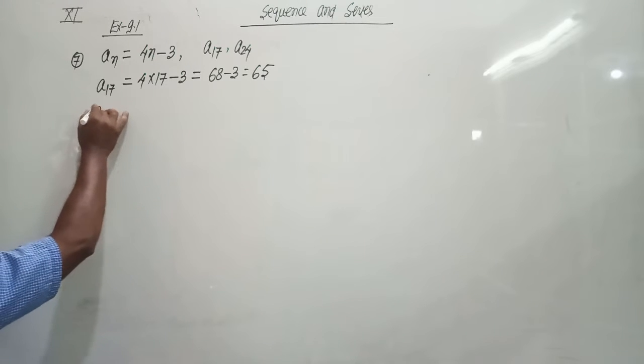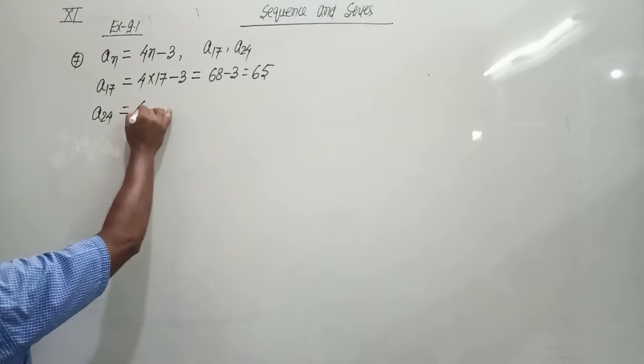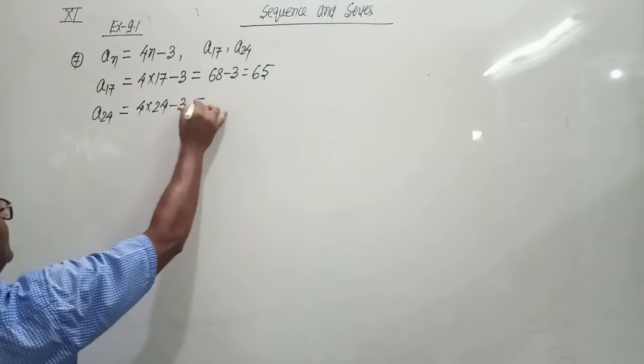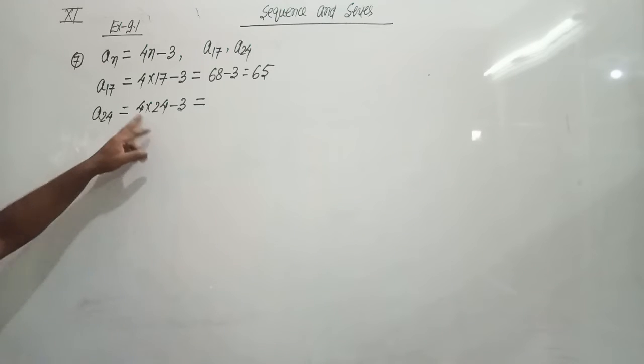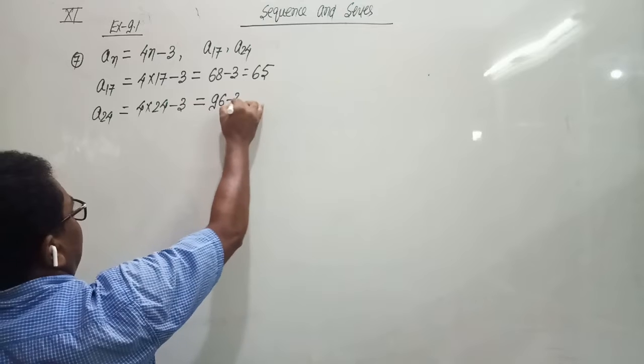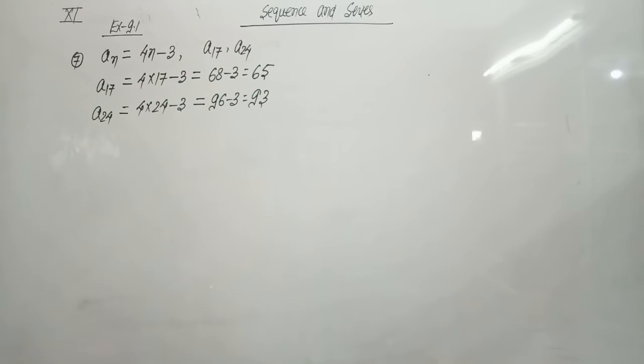Now we calculate a24. So at the place of n, we put 24. 4 into 24 minus 3. 24 into 4 is 96, minus 3. We get 93. The value of a17 is 65, and the value of a24 is 93.